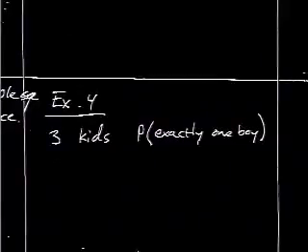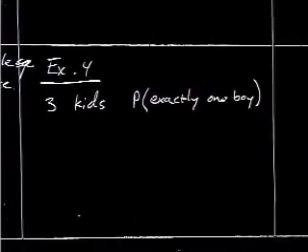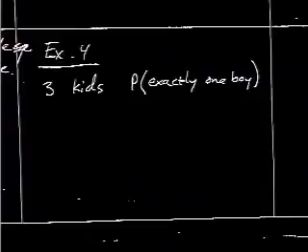Now, if you look at example 4, they talk about having 3 kids. And obviously, we're not going to have an experiment where we take different couples and assign them to have 3 kids. It doesn't work that way.